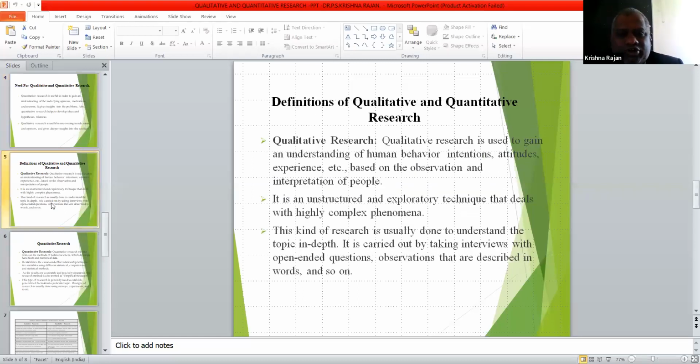Now, what are the definitions of qualitative and quantitative? As we know, qualitative research is used to gain the understanding of human behavior, intentions, attitudes, experience, based on observation and interpretation of the people. It is an unstructured and exploratory technique that deals with highly complex phenomena. This kind of research is usually done to gain in-depth knowledge of the topic. It is carried out by taking interviews with particularly open-ended questions, observations that are described in words, and so on.